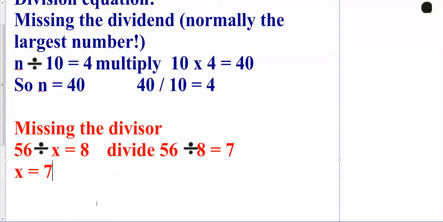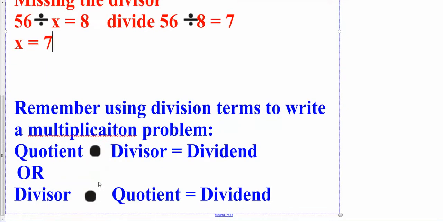Now, here's the thing. If I'm going to relate this to a multiplication problem, my quotient and my divisor, quotient times the divisor equals the dividend, or the divisor times the quotient equals the dividend. So really, this x and the 8, or this 8 and the 7, they're interchangeable. If I take the 7, put it here, and I take the 8 and I put it here, it's the exact same thing. So that's where the whole fact families come in.